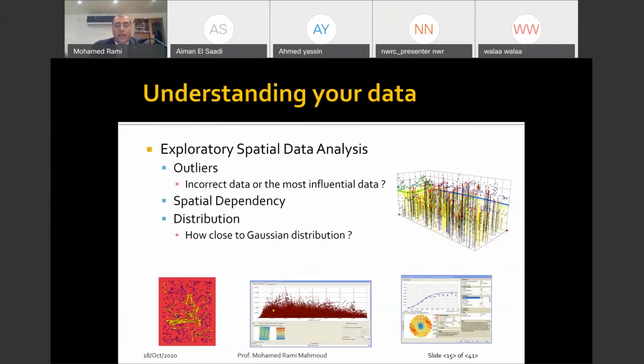This data has been collected and studied to explore the outliers and spatial dependency, and we see how close it is to the normal distribution, so we can find a good method for interpolating this data and creating a surface that is a good representation of the shoreline.